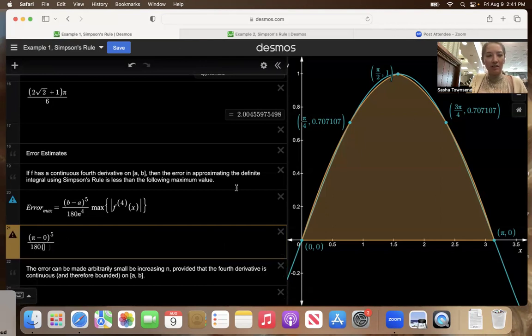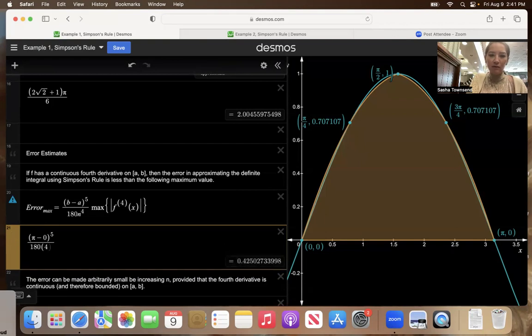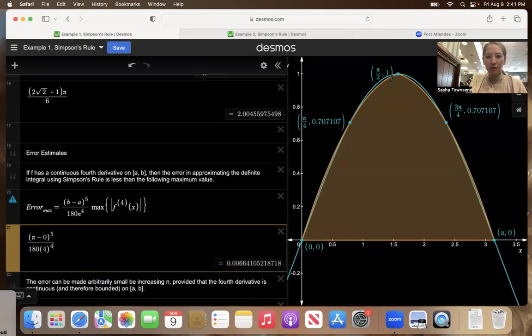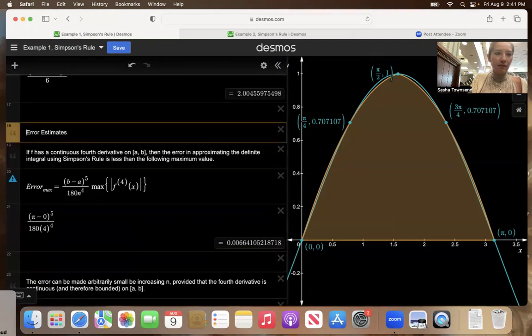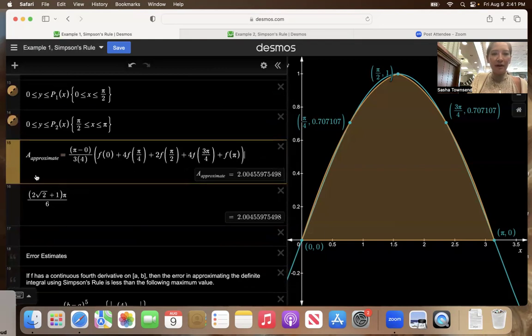And we chose 4 subintervals. So this is going to be 4 raised to the fourth. So this tells us that our error is going to be less than this, 0.00664 approximately. Now, if we look at the exact error, we had this approximation of the area using Simpson's rule, which is 2.0046 approximately.